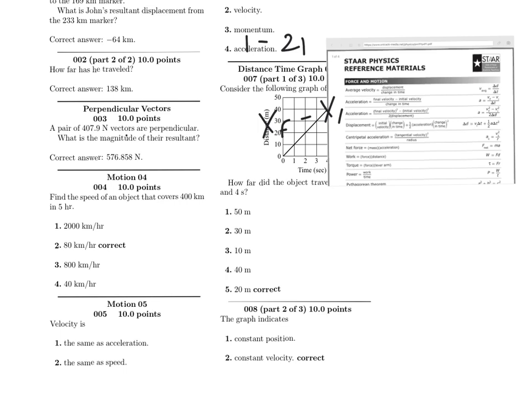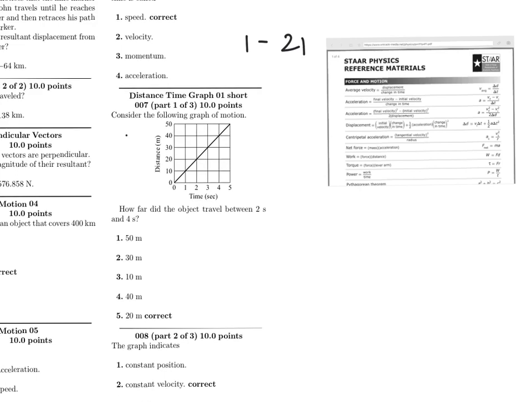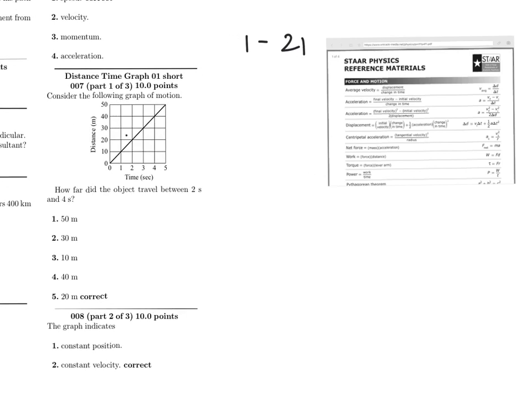Okay, next up we have number 7, so let's look at some graphing. Consider the following graph of motion. How far did the object travel for 2 seconds? We have to first evaluate, and this is very important, the y-axis and the x-axis to make sure we know what we're looking at. So we're looking at a distance, right? This is a distance graph.